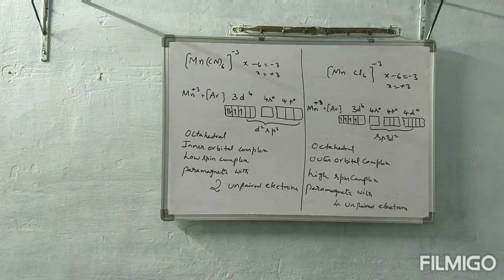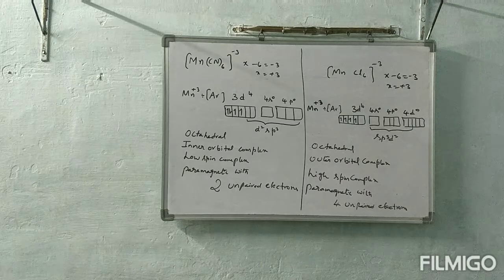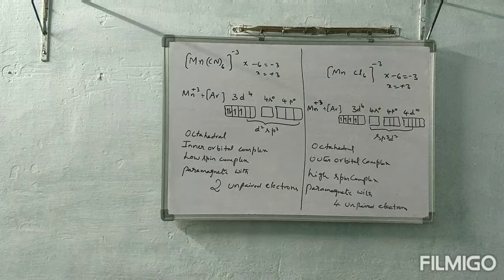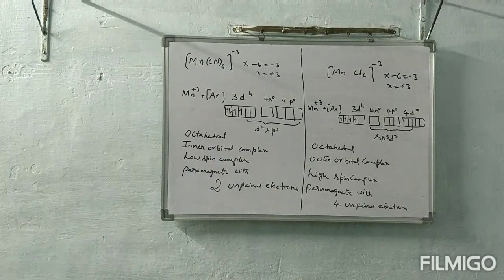Observe the two complexes now. MnCl6 minus 3, MnCl6 plus minus 3. In the first complex, why is that pairing taking place? And in the second complex, why is that pairing not taking place? The reason was not given by valence bond theory, but it explained the results successfully. The first one is paramagnetic with 2 unpaired electrons, and the second one is paramagnetic with 4 unpaired electrons.